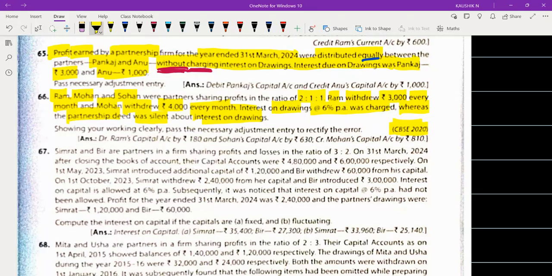They are charged interest on drawings. That means they have calculated. அவங்க கிட்ட அந்த அமௌண்ட் என்ன பண்ணிட்டாங்க, புடிங்கிருக்காங்க. இவ்வளவு அமௌண்ட் இன்ட்ரெஸ்ட்ங்கிற பேர்ல ஏதோ ஒரு அமௌண்ட் புடிங்கிருக்காங்க. ஆனா என்ன சொல்லிருக்கு? Whereas partnership deed was silent about interest on drawings. பார்ட்னர்ஷிப் டீட் சைலண்டா இருக்கு, இன்ட்ரெஸ்ட் ஆன் டிராயிங்ஸ்ங்கிற கான்செப்ட்.